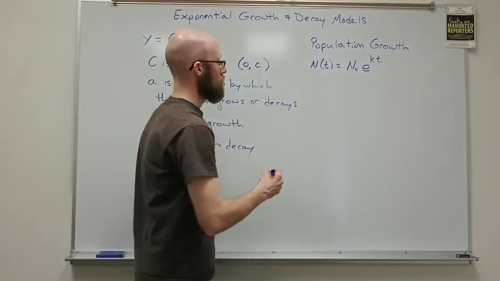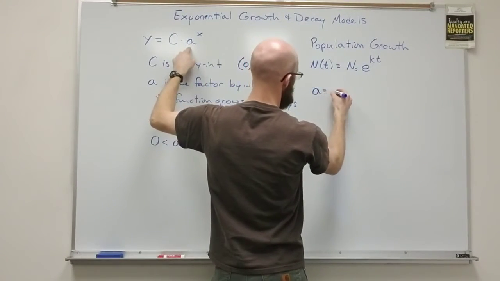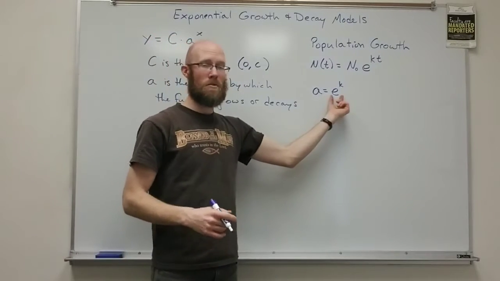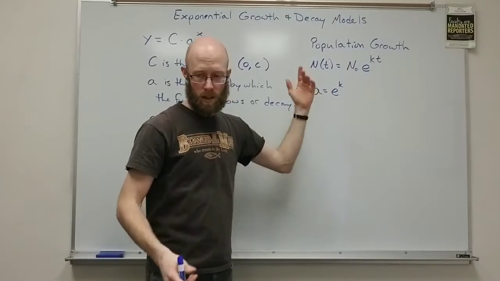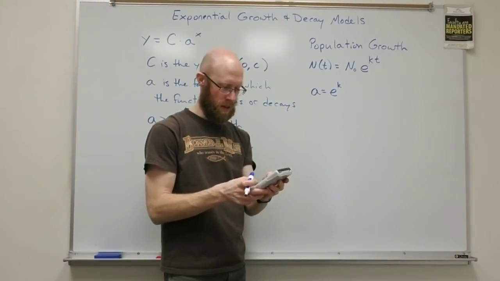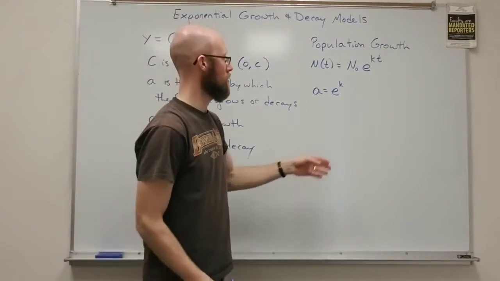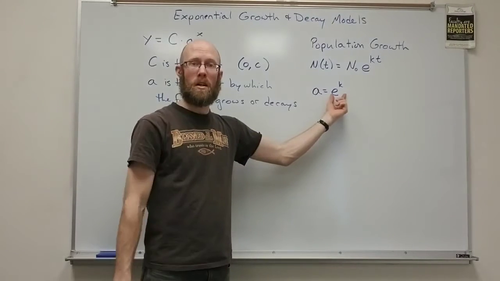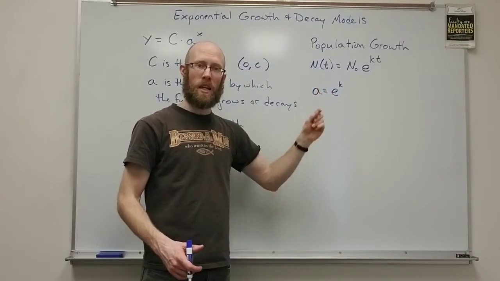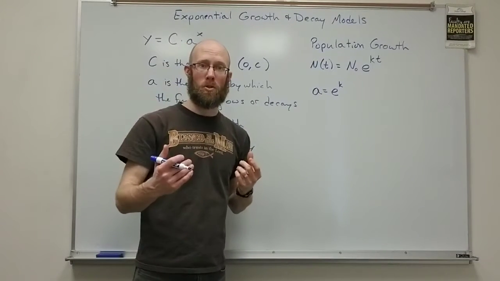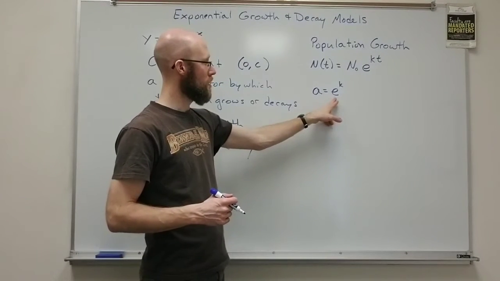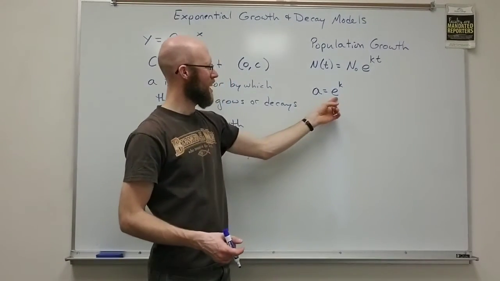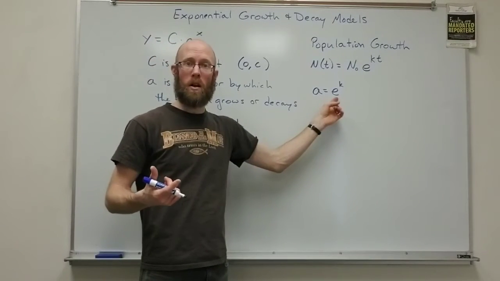So the base, this a value, is really equal to e to the k power. It's that entire expression of e to the k. E itself is greater than 1. It's 2.718, roughly. But when you raise it to a power, if that power is positive, then this continues to be growth. But if that power is negative, it flips that number over. It becomes 1 over 2.718, which is actually less than 1 and becomes a decay.